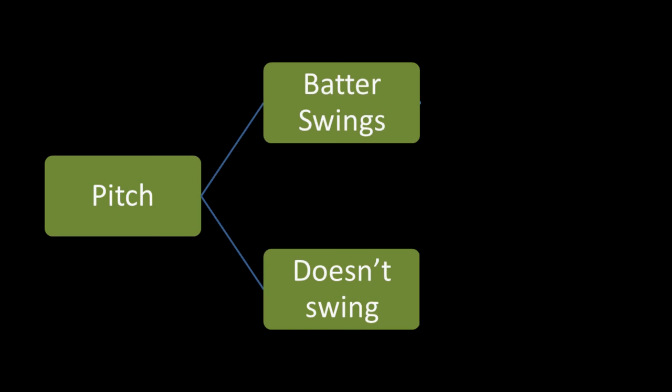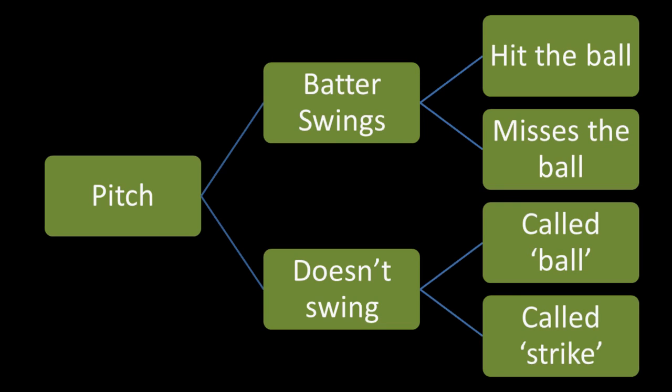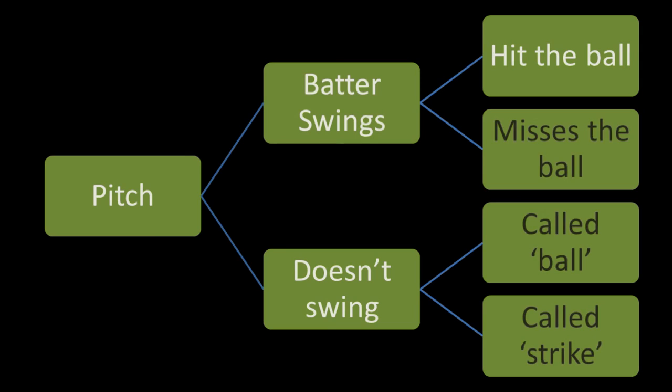At this point, the batter will have only a fraction of a second to make a decision. Should I swing or not? If the batter does swing, either he will hit the ball or he won't hit the ball. If the batter does not swing, the pitch will either be called a ball or it will be called a strike. And that is what this video is going to be about, balls and strikes. We'll come back to this flowchart a few times, so hopefully it'll help you keep everything straight. When the batter does hit the ball, there are a lot of different things that can happen, but in this video, we're just going to focus on these bottom three scenarios.